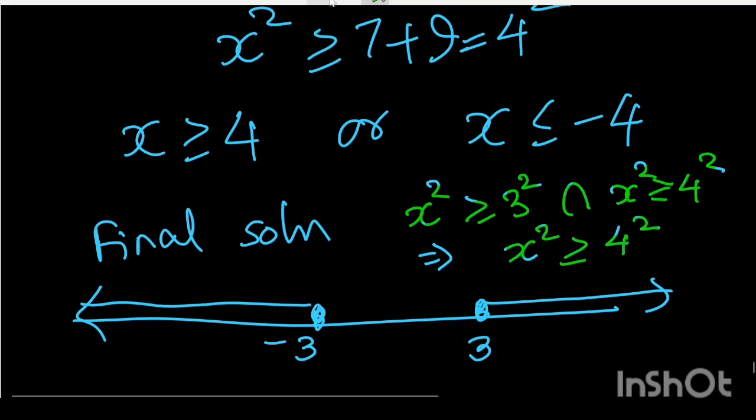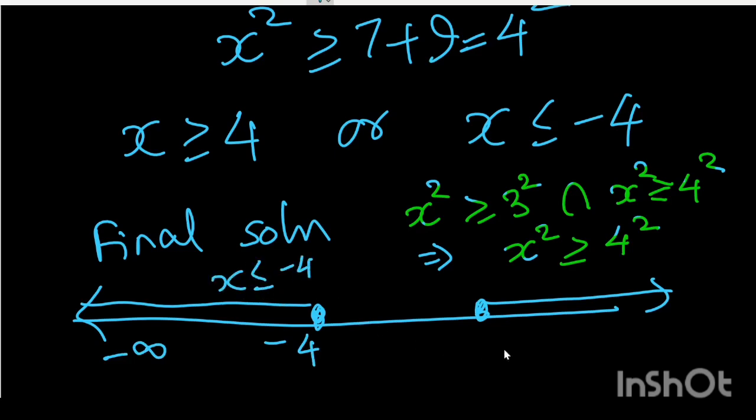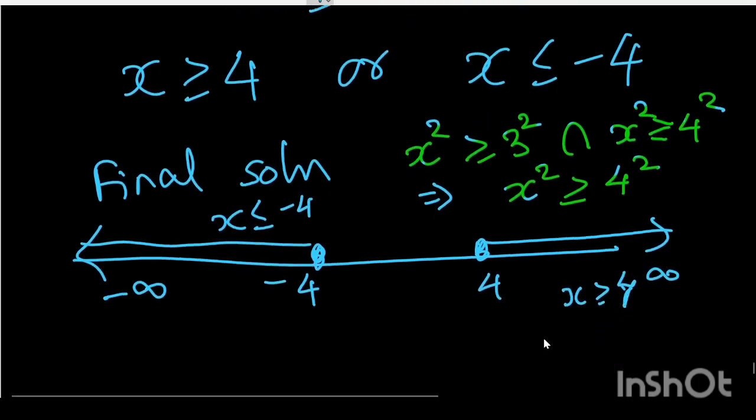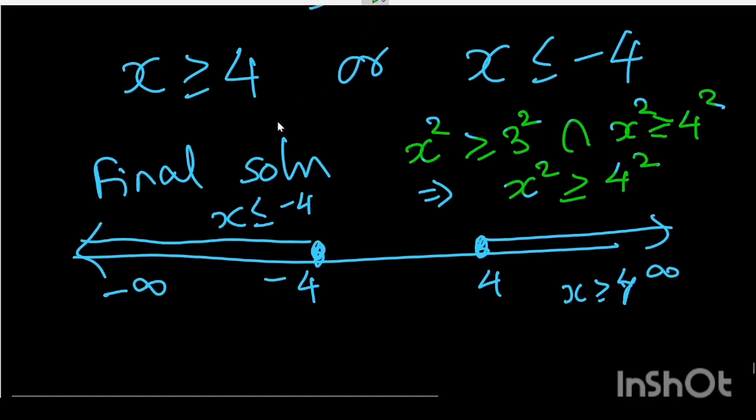So the final solution we can say is x square greater than equal to 4 square, which is minus infinity to minus 4 included, which is x less than equal to minus 4, union 4 to infinity, which is x greater than equal to 4. So this is the final solution. That way we can solve.